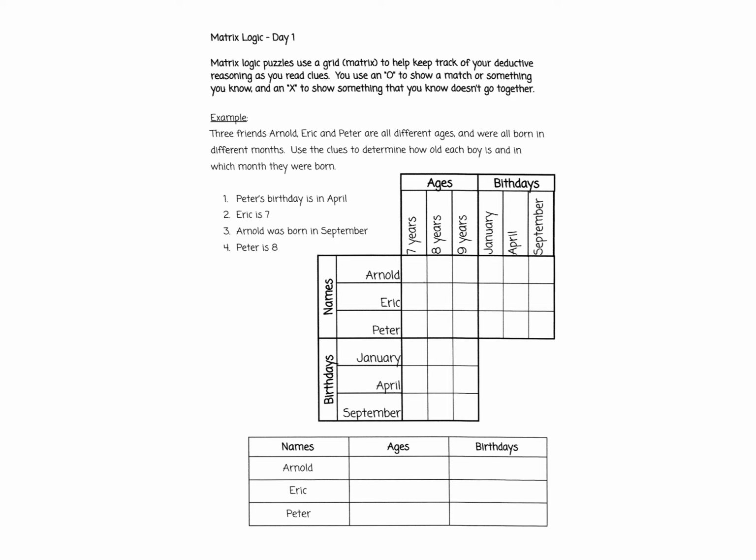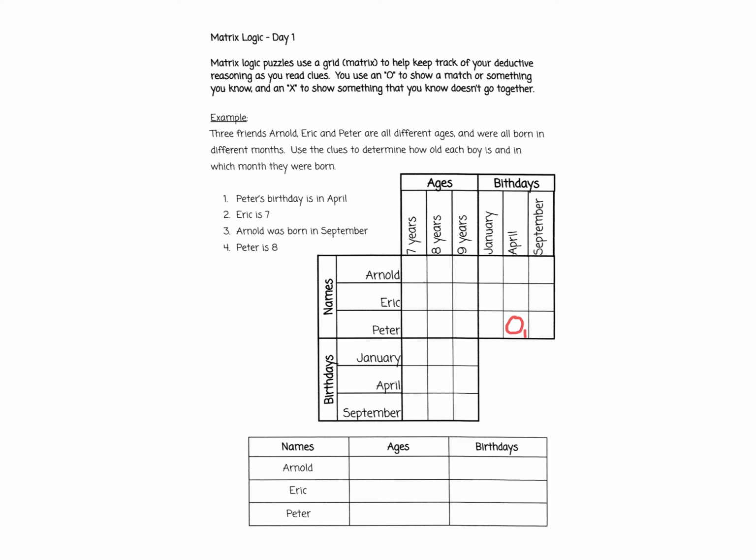The first one says Peter's birthday is in April. All right, so we find Peter and we go over to April. So right here, we're going to put the letter O. Now, I'm also going to put a little 1 down here because that 1 tells me I got that information from clue 1. So this helps if you're trying to backtrack a little bit, or if you're trying to figure out if you used that clue, or if you're trying to explain it to somebody else.